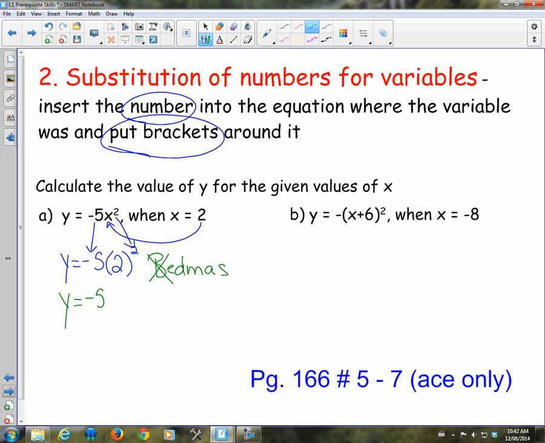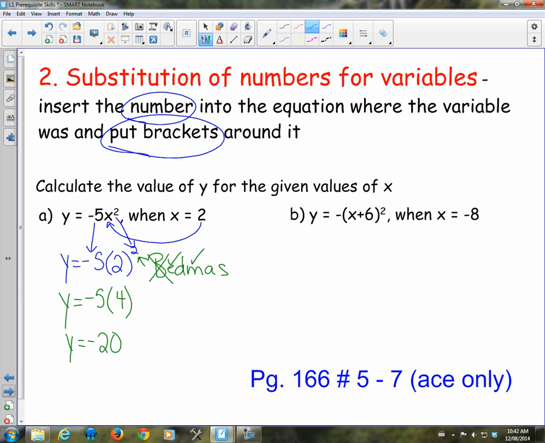Second thing in BEDMAS is exponents. This question has an exponent. So I want to do my exponent next. That means I have 2 to the exponent 2, which is 2 times 2, 4. So I've done my exponent. And now the brackets are telling me to multiply, so division and multiplication means I'm going to do my multiplying next. I have an answer of negative 20.